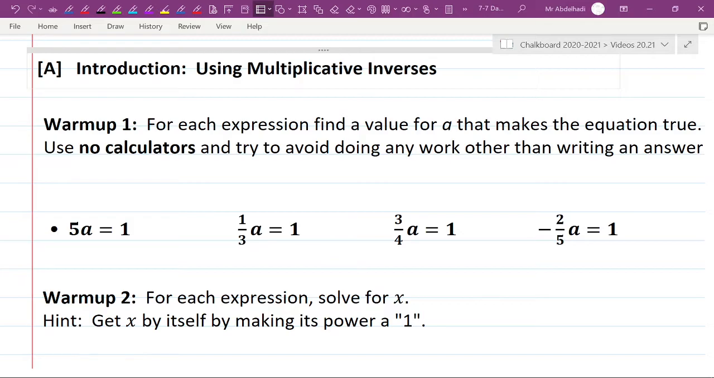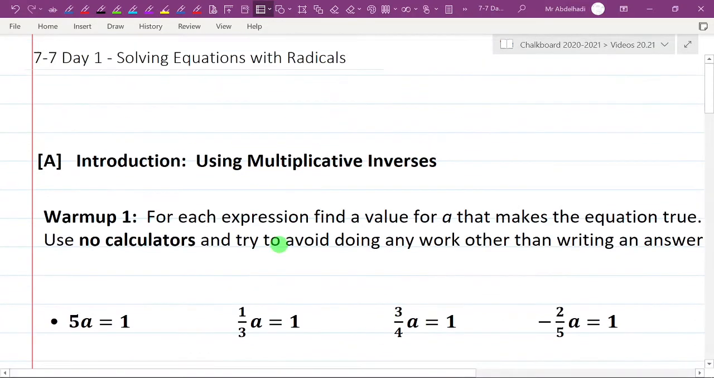Okay, welcome back. Today we're going to be talking about how to solve equations that have radicals in them. Cube roots, square roots, whatever kind of roots. But before we get into that, we have to talk about something called a multiplicative inverse. What is a multiplicative inverse?